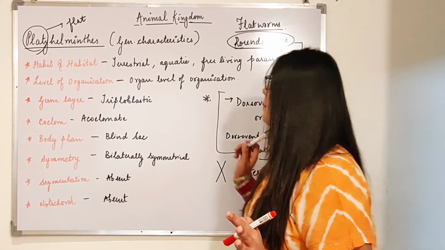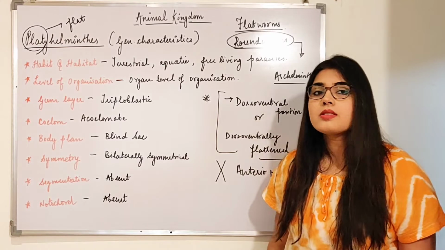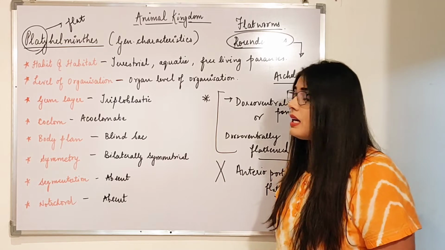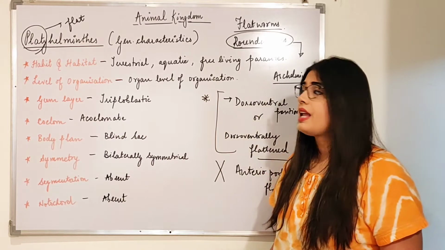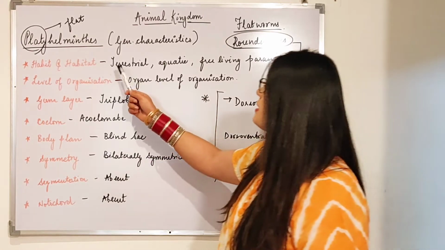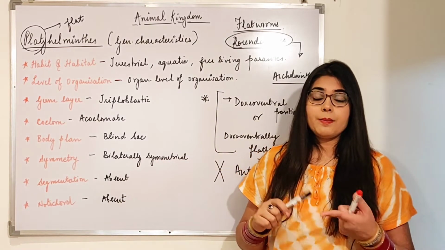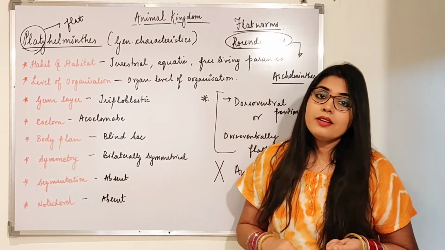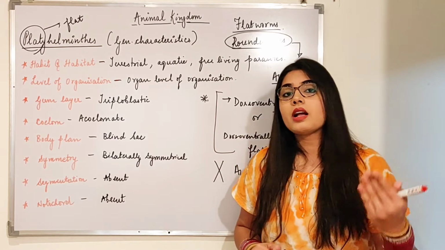Got it? Okay. Let's move now to habit and habitat, beta. We have been following the same sequence, right? So habit means what they do, and habitat means where they live. Habitat is a place where the individual lives, and habit is their daily habits, what they do. So beta, terrestrial, aquatic, free living, parasite. The platyhelminths can be found either in water bodies, or on land, or they can be found in other forms such as free living and parasites.